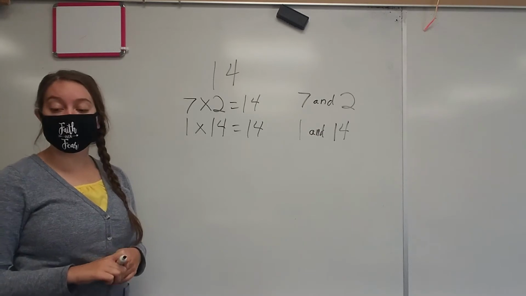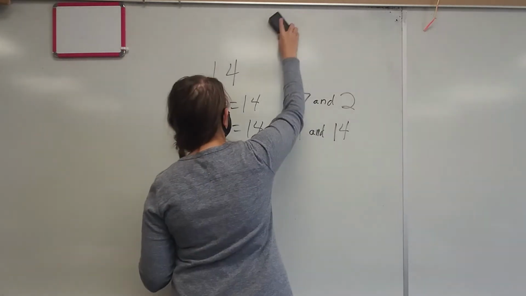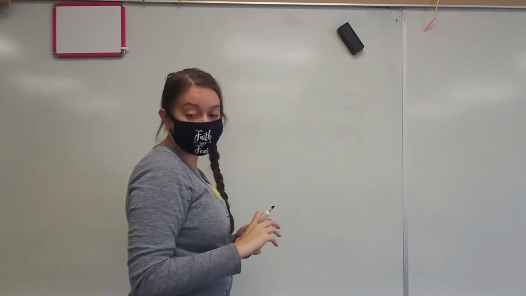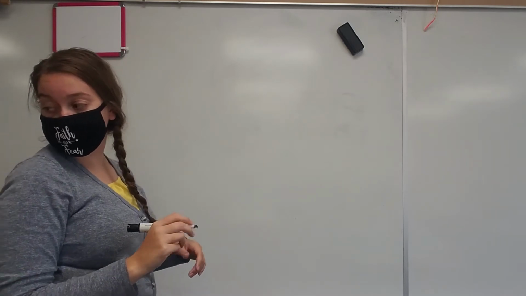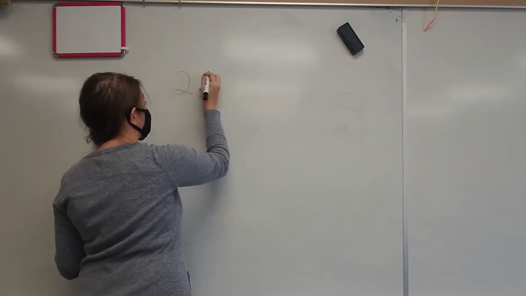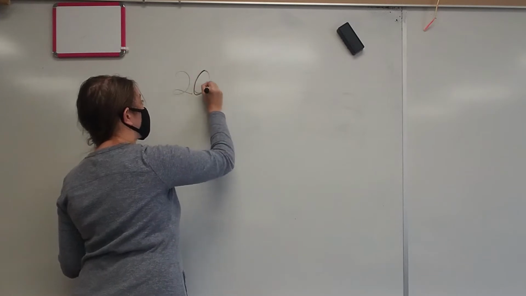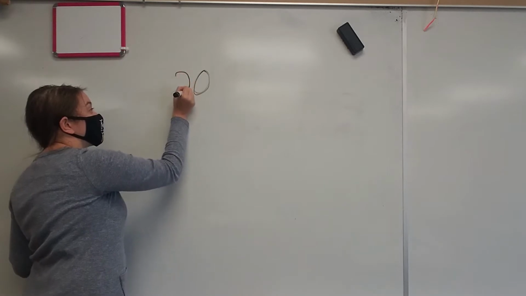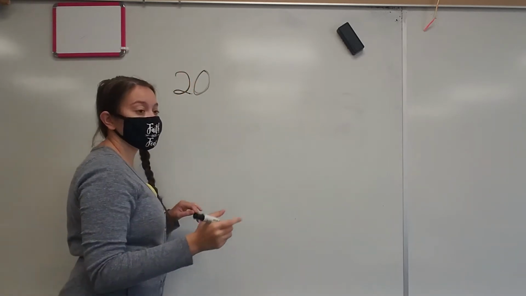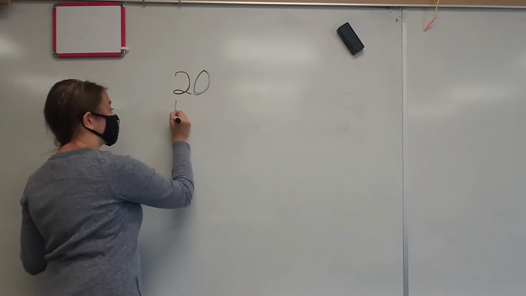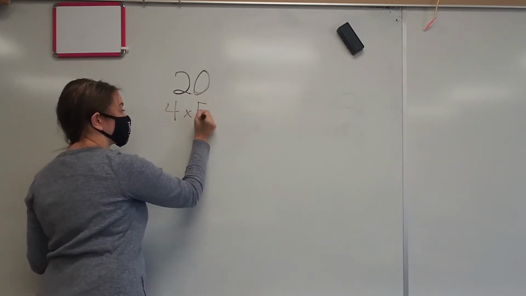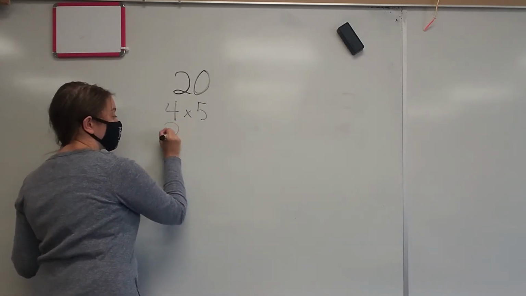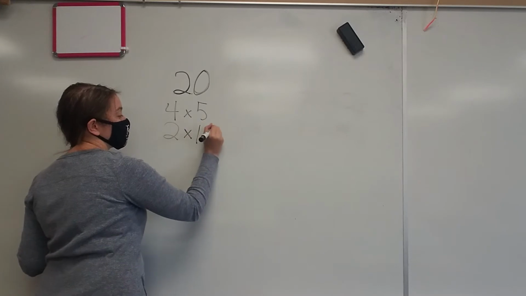So let's look at page 39. Okay? Look at page 39. All right. So our first number is 20. 20, okay? So if I have the number 20, who can tell me one equation for 20? 4 times 5. 4 times 5 gets us 20. What else? Mary? 10 times 2. 2 times 10, good. And what else?